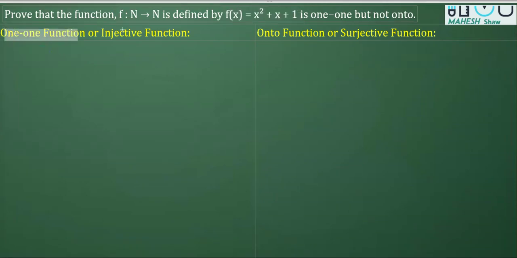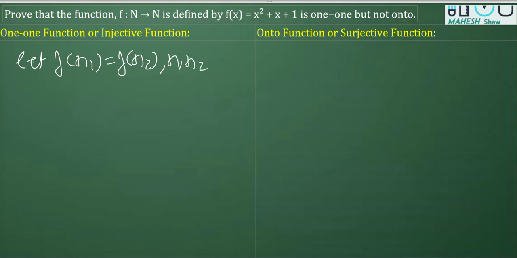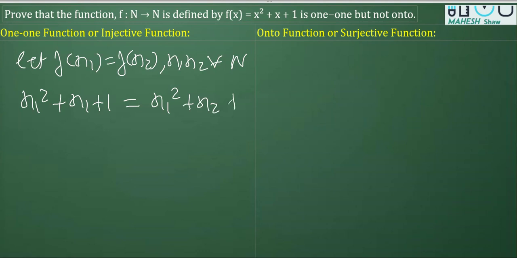So let's begin with proving this as a one-one function. To prove this as a one-one function, we say let f(x1) = f(x2), where x1 and x2 belong to the natural numbers. Now replacing f(x) with f(x1), we get x1² + x1 + 1 equal to, replacing with x2, x2² + x2 + 1.